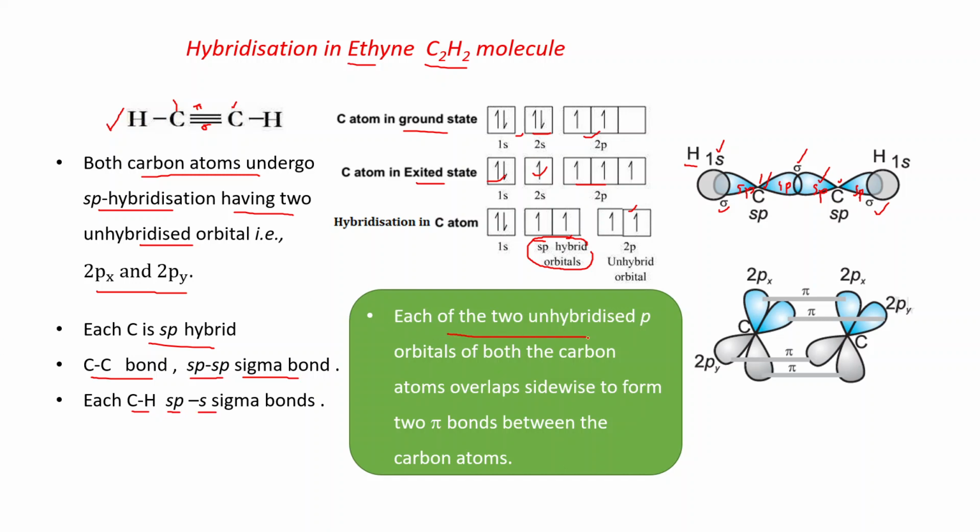Now, each of the two unhybridized p orbitals of both carbon atoms overlap sidewise to form two pi bonds between the carbon atoms. This is the formation of the pi bond represented by this. This is 2px sidewise overlapping with the 2px of the other carbon atom. Remember it, 2px overlaps with 2px. In the same way, this is 2py and this is 2py, and they overlap. In this way, two pi bonds are formed by sidewise overlapping of 2px of one carbon with 2px of the other carbon, and 2py of one carbon with the 2py orbital of the other carbon.